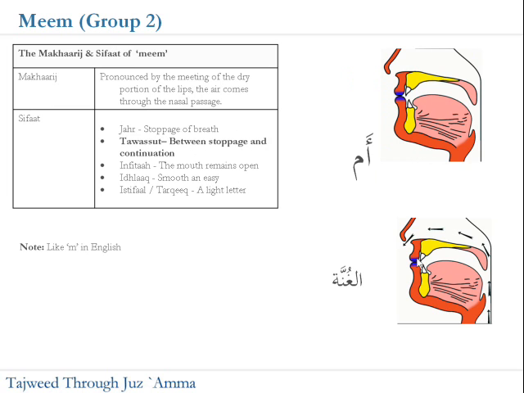Then we move on to meme. So we're still in group 2, and here we have am. And it's like the English letter M, so when you say ma, mi, mu, it's very much like the English letter. Okay, now it's pronounced by the meeting of the dry portions of the lips. However, the air also travels through the nasal passage. So when you say it, just close your nostrils with your fingers and the sound will stop. And that indicates that actually the sound sometimes with the meme is coming from the nasal passage itself.